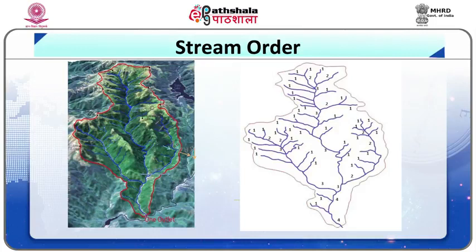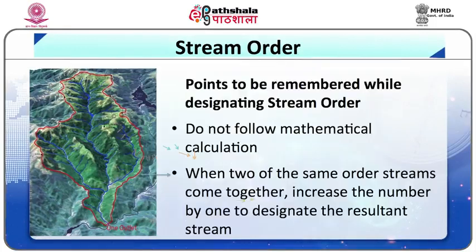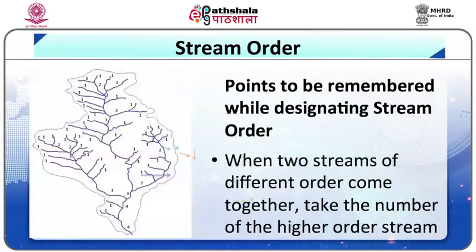While designating the order to streams in a river basin, you should remember 3 points. Do not follow mathematical calculation. When two streams of the same order come together, increase the number by 1 to designate the resultant stream. When two streams of different orders come together, take the number of the highest order stream.